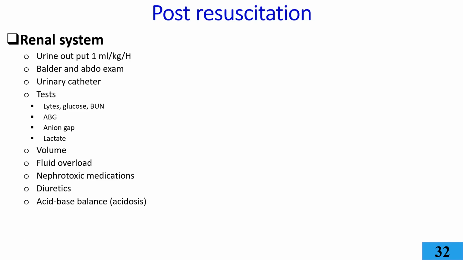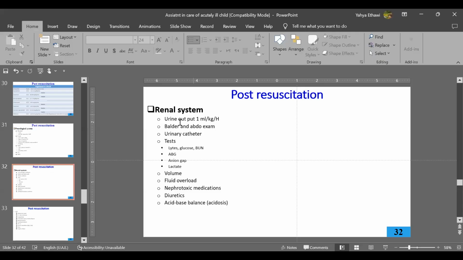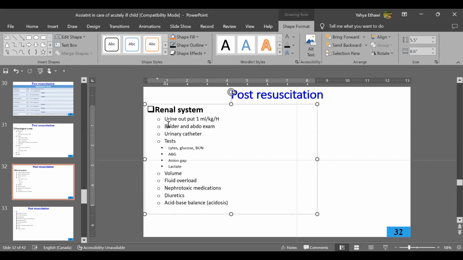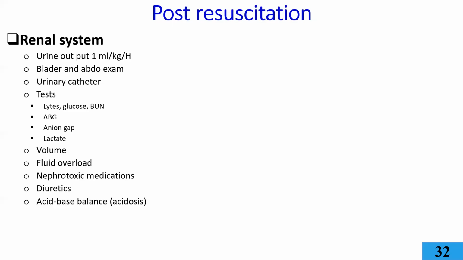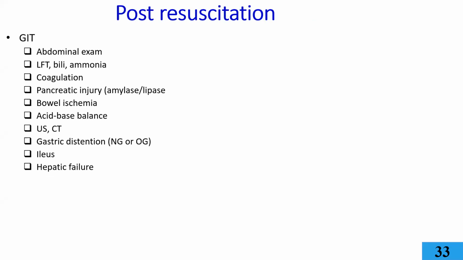Renal, we need to measure urine output. Abdominal examination, urinary catheter, tests also we need to do. We might need volume and check for fluid, nephrotoxic medication, diuretics. Okay, all this needs to be checked.